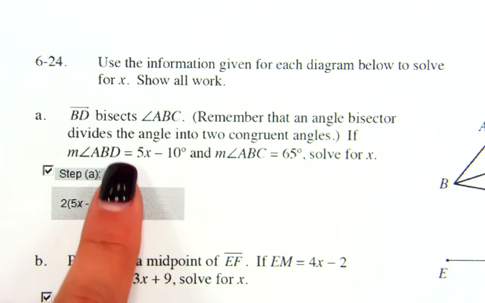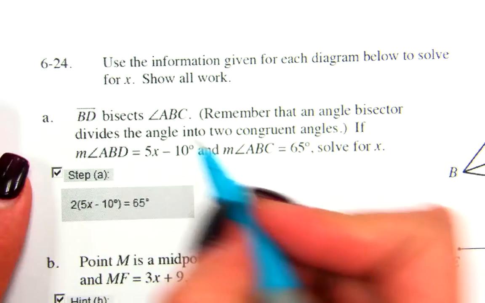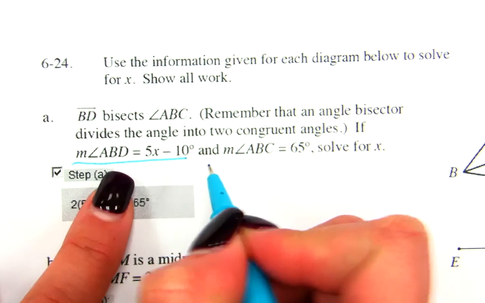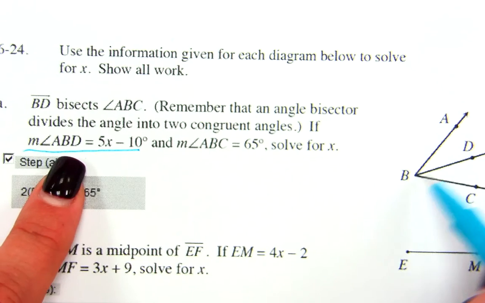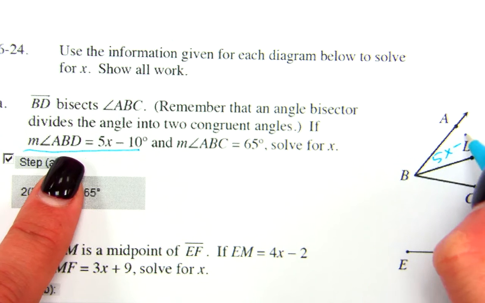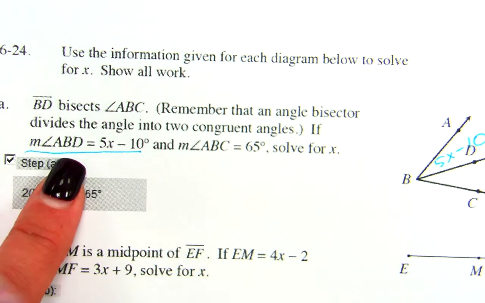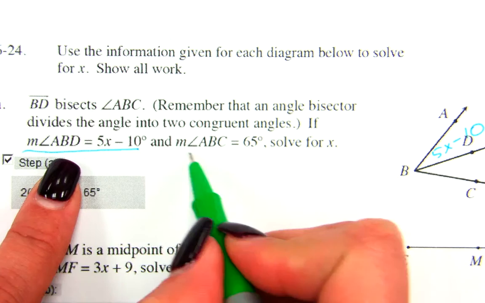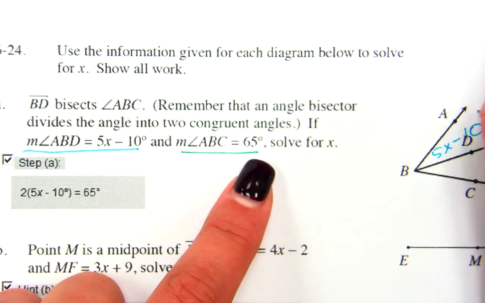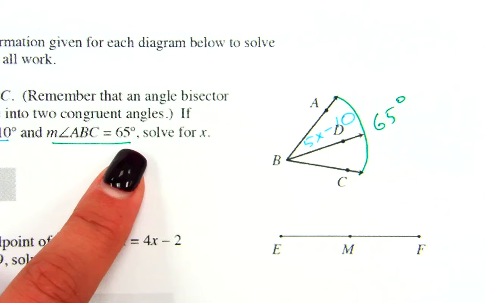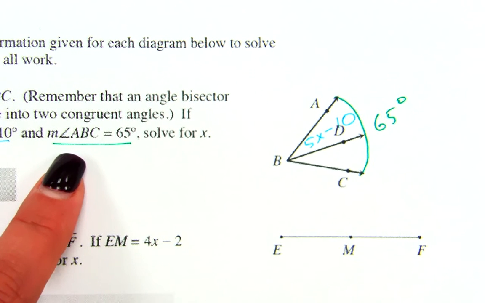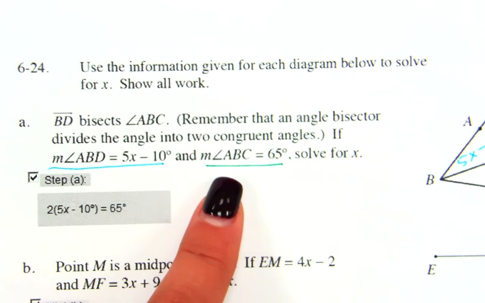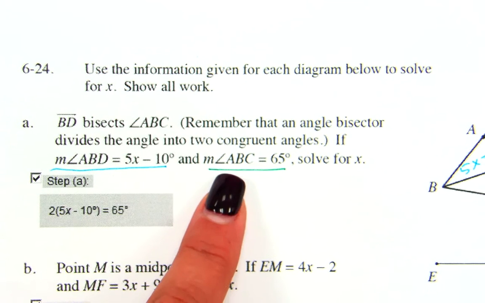So I'm going to label what these things are. ABD is 5x minus 10, right? And then we have ABC. ABC is 65. So the whole thing is 65 degrees. And an angle bisector literally means just that. Remember that an angle bisector divides the angle into two congruent angles.